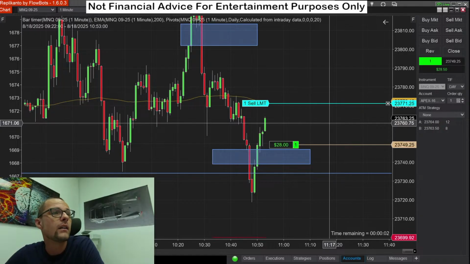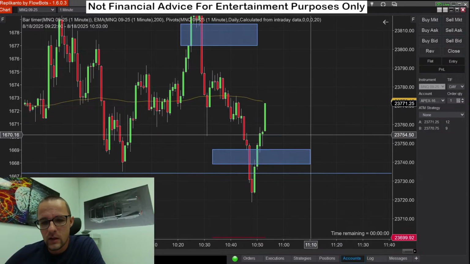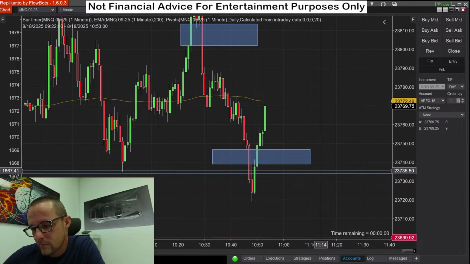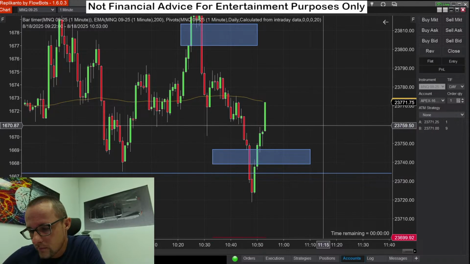We got about 30 seconds left for this 1 minute candle. Depending on how this 1 minute candle closes, if it closes pretty strong, we're looking pretty good for a closure above that gap. Let's see, we got 15 seconds left. All right, there it is. TP! TP!